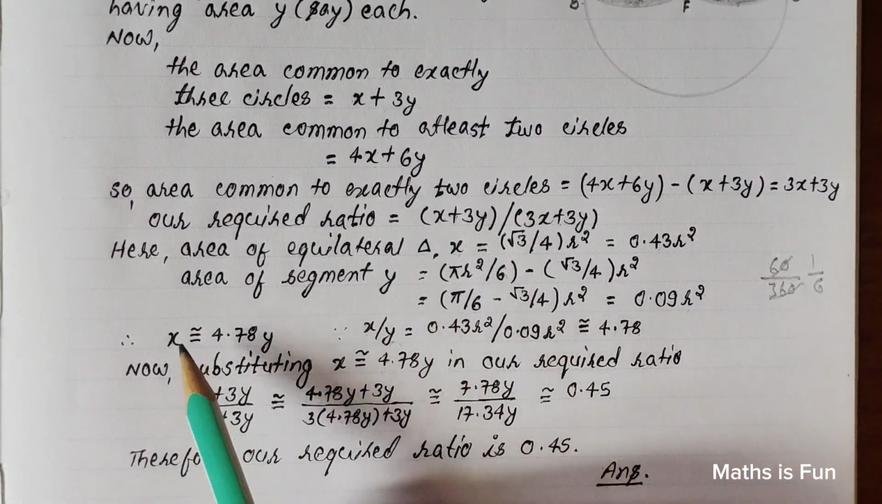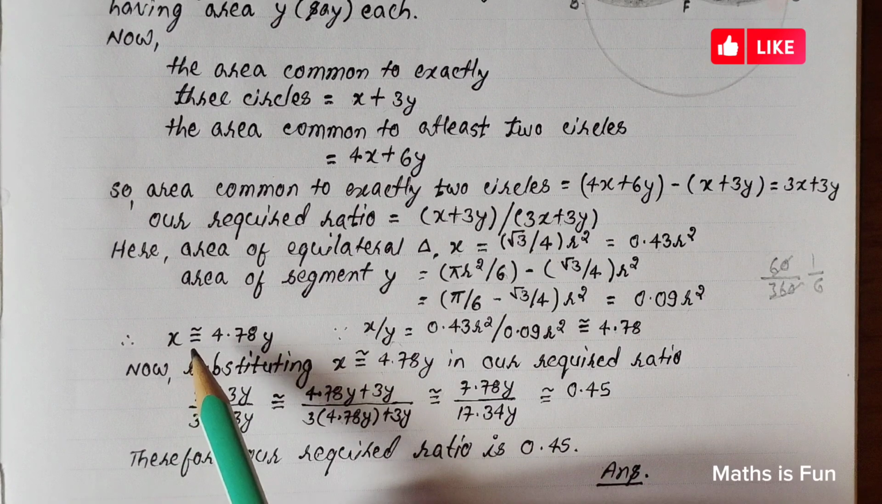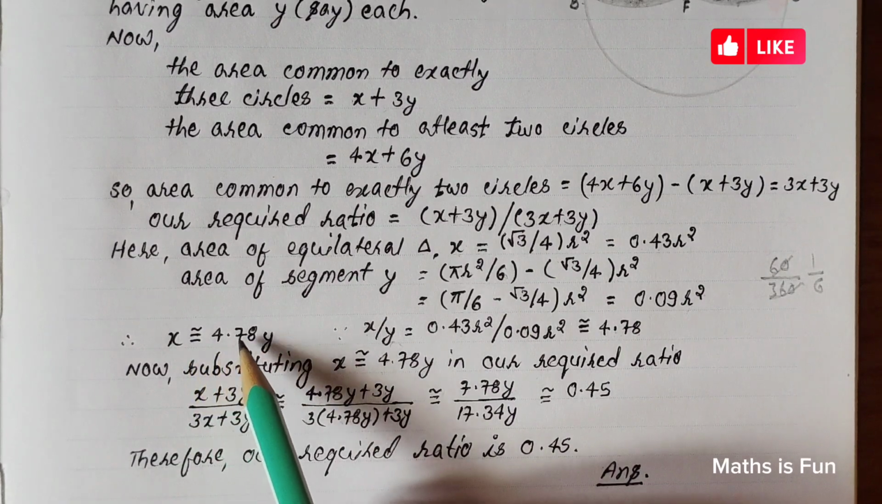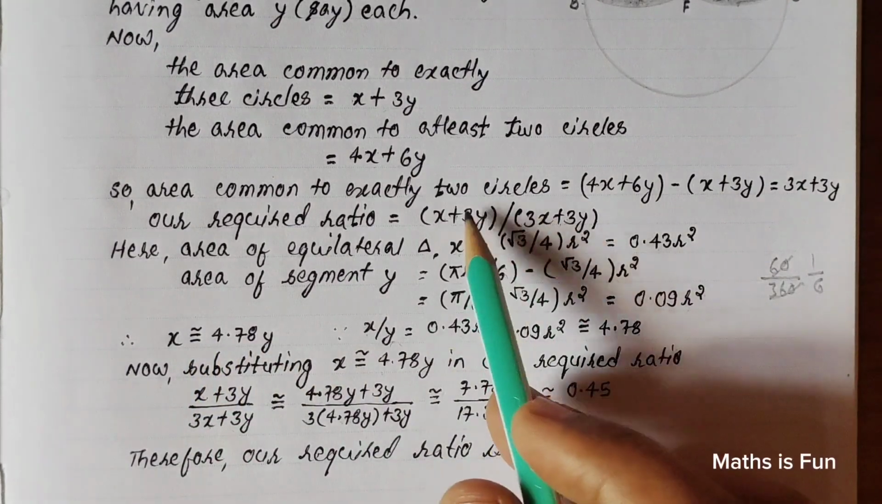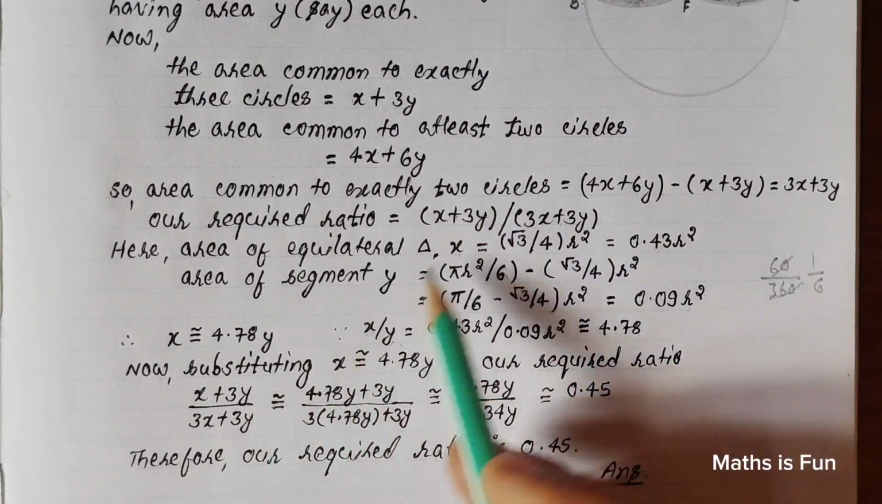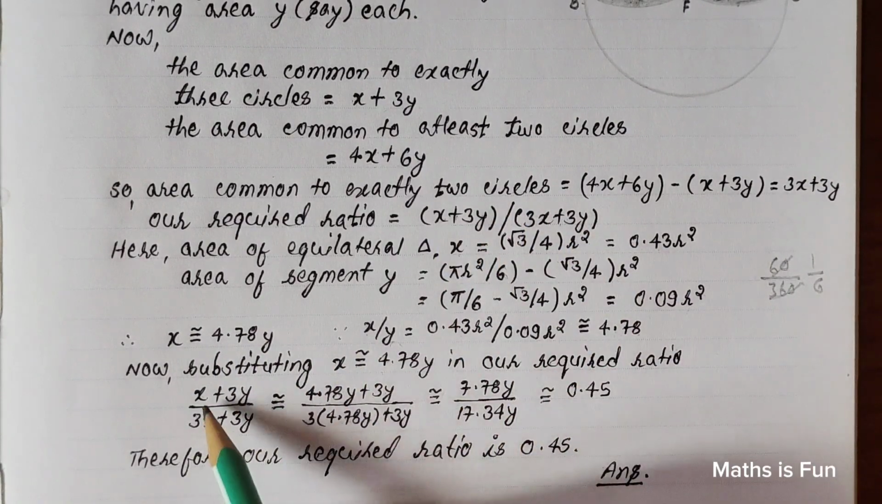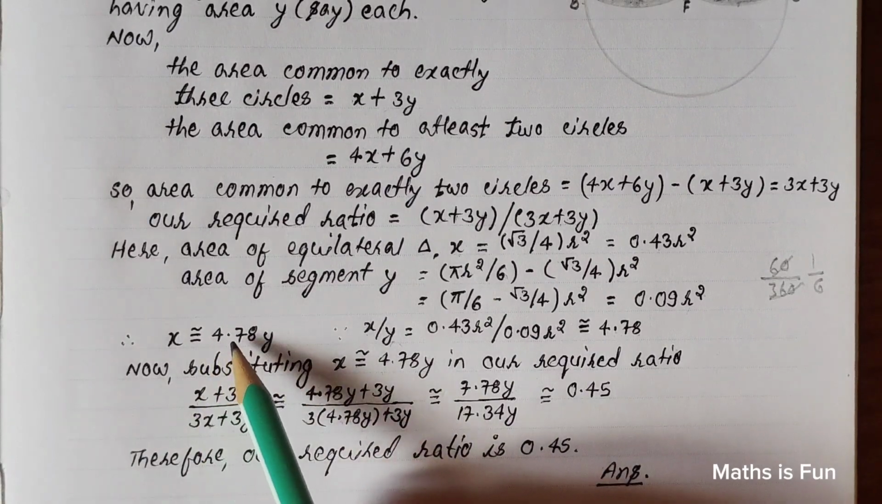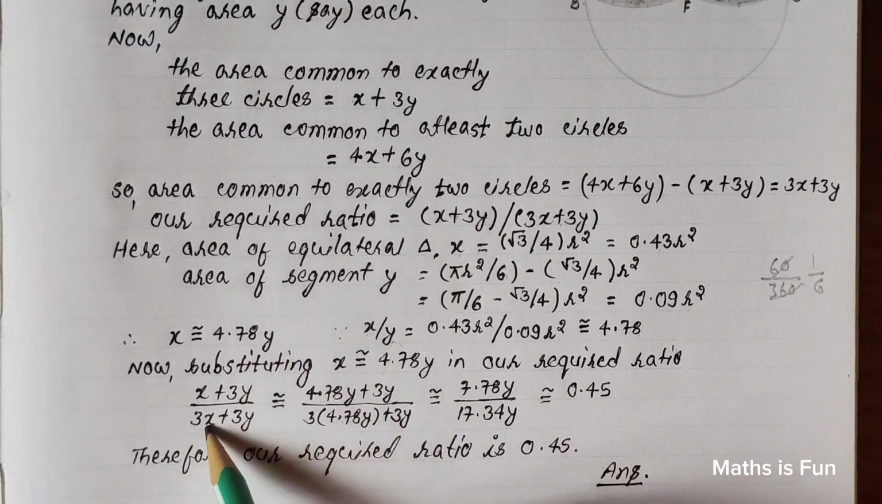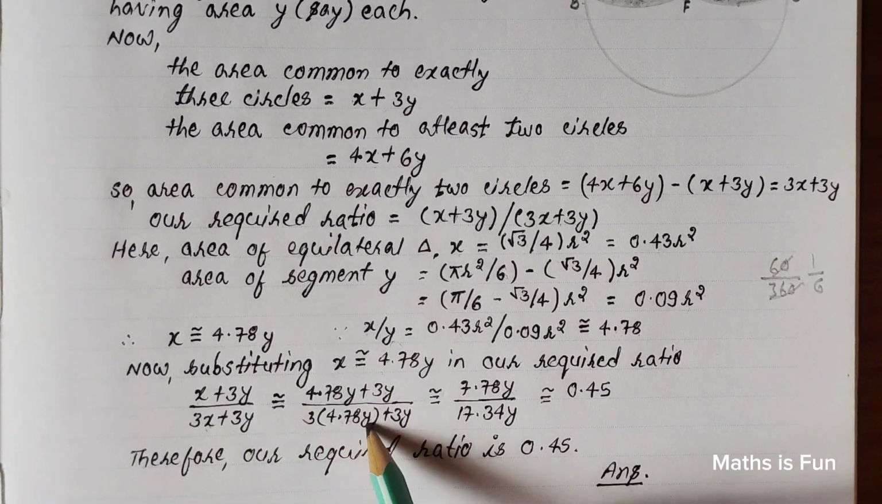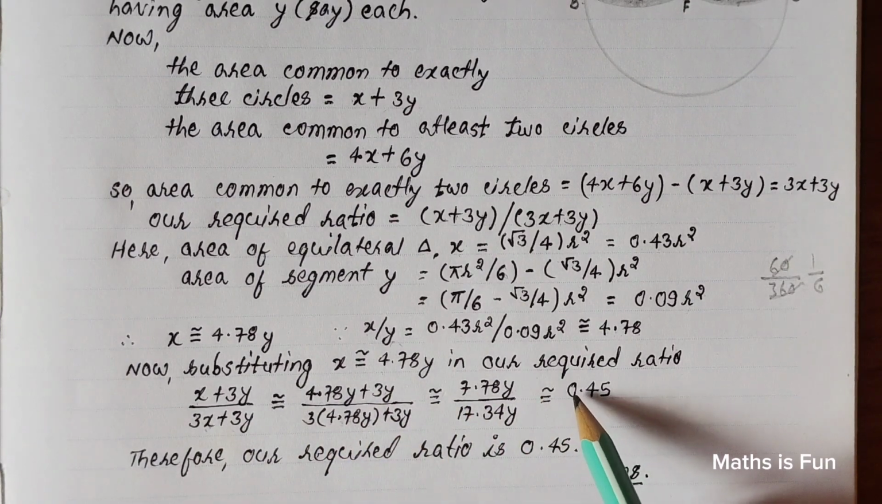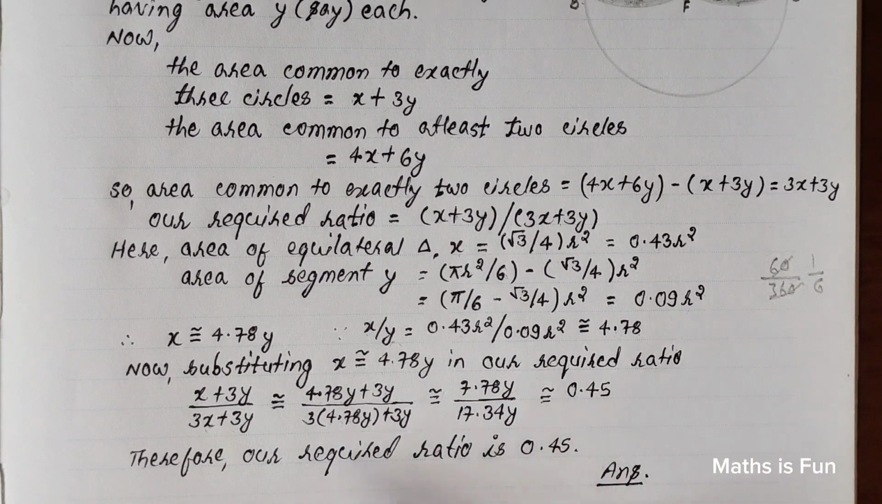Now we can substitute the value of x, that is x is approximately equal to 4.78 y in our required ratio. So x plus 3y over 3x plus 3y. So in place of x we can keep 4.78y, and in place of this denominator x also we can keep 4.78y. So when we simplify this, we get 0.45. So therefore our required ratio between the area of the region common to all the 3 circles and the area of the region common to exactly 2 circles is 0.45. Answer.